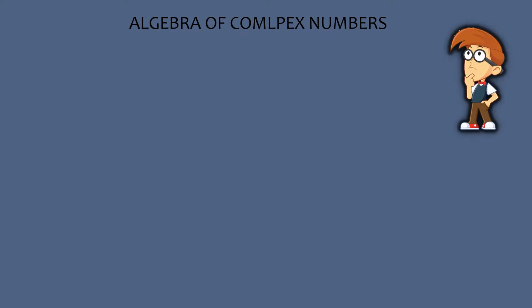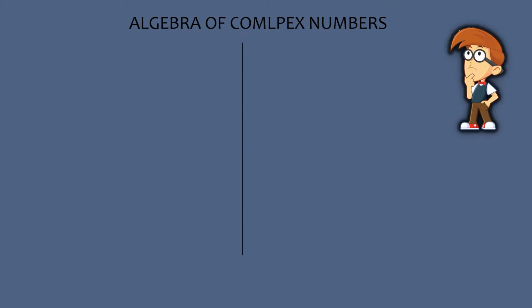In the previous video, we learned that the mix of real and imaginary parts makes a complex number, where a is the real part of a complex number and bi is the imaginary part of a complex number. In this video, we shall develop the algebra of complex numbers. What does the algebra of complex numbers mean?